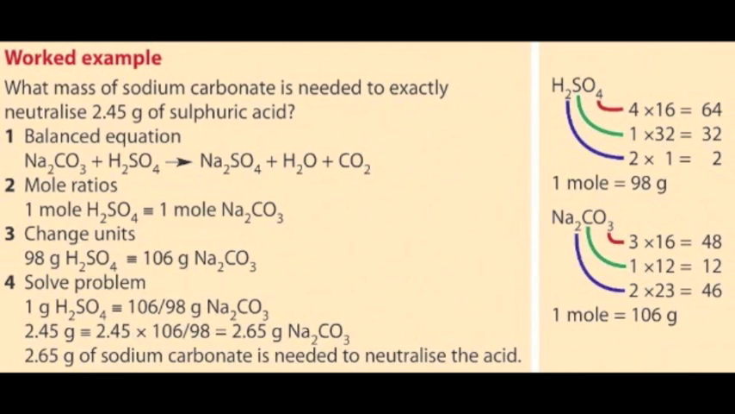The balanced equation is 1 molecule of sodium carbonate plus 1 molecule of sulfuric acid goes to 1 molecule of sodium sulfate plus 1 molecule of water plus 1 molecule of carbon dioxide. The mole ratios of acid to sodium carbonate are therefore 1 to 1. Changing the units, 98 grams of sulfuric acid is equivalent to 106 grams of sodium carbonate. Solving the problem, therefore, 1 gram of sulfuric acid is equivalent to 106 divided by 98 grams of sodium carbonate.